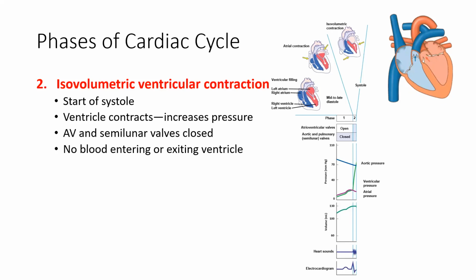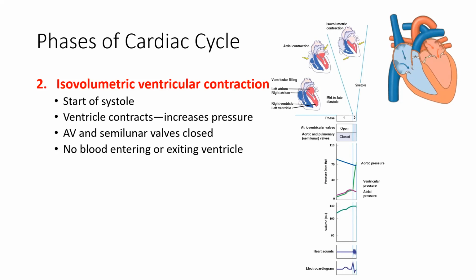Now, during isovolumetric ventricular contraction, the ventricle has begun contracting, right? It's not emptying just yet. What we see is that the pressure in the ventricle is rising as the ventricle itself starts contracting. Neither of the valves are open. This is why this phase is called isovolumetric. Blood is neither entering nor leaving this chamber, and so the volume remains the same for this very brief second phase. And so what we see is that the pressure in the chamber is rising.